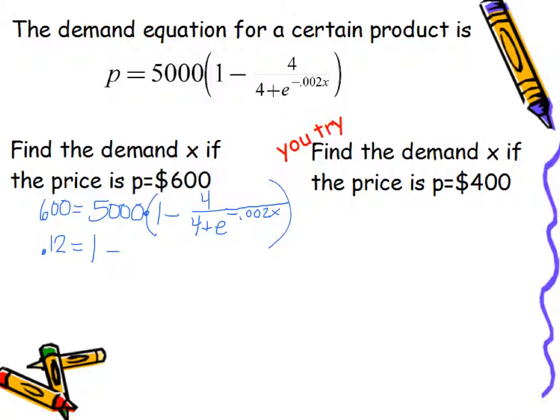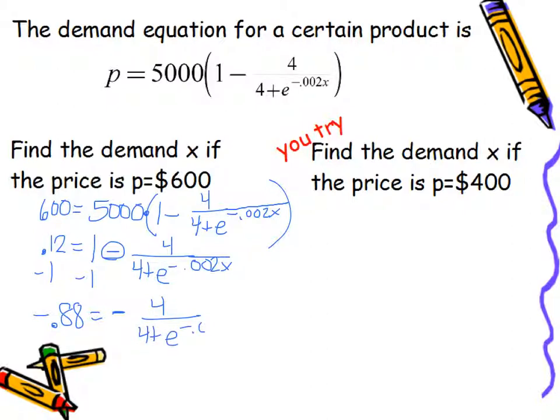So it's 1 minus 4 over 4 plus e to the negative 0.002x. Okay, so I'm going to get rid of this 1, so I'm going to subtract 1 on both sides. So 0.12 minus 1 gets us negative 0.88. And what I have left here is this negative is still sitting here. And then I'll have this. All right, and I'm probably going to want to get rid of that negative right there, and I can just do that real quick. If I just divide both sides by negative 1, that's going to turn that to a positive. It also turns that to a positive. So I've managed to get rid of that negative.